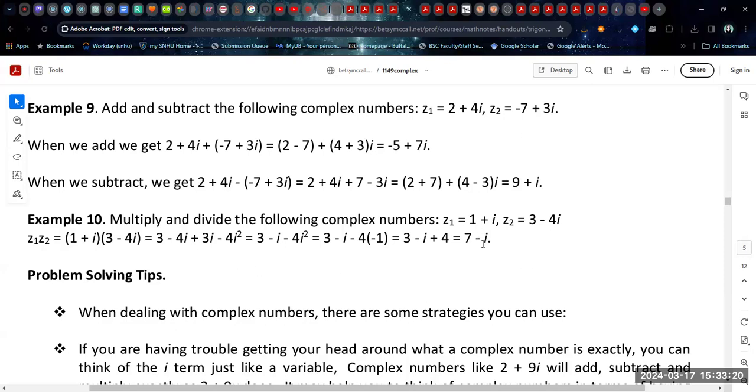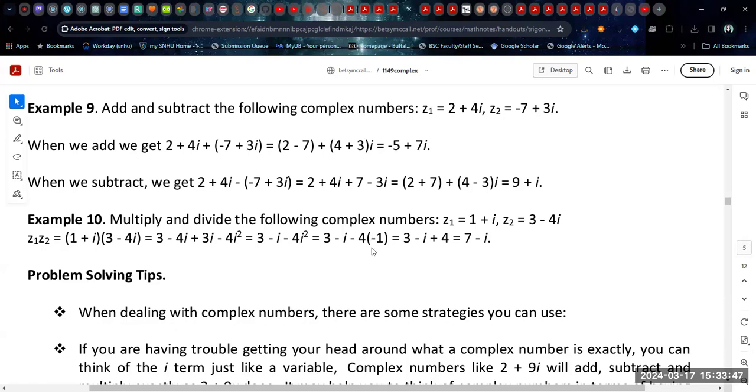Multiply and divide the following complex numbers. So if I multiply them, I'm just going to FOIL. So 1 times 3 is going to be 3. 1 times negative 4i is negative 4i. i times 3 is positive 3i. And then i times negative 4i is negative 4i squared.